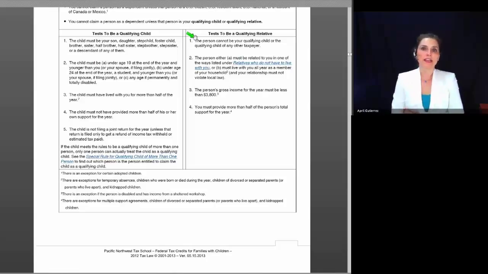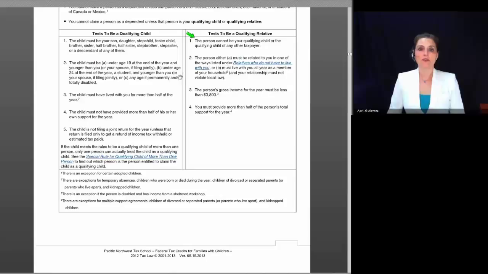Well, in thinking about Jack and Sylvia, do you see any relations going on in that family where we would have a situation where Jack cannot claim a particular child that is his qualifying relative because that child is the qualifying child of Sylvia and vice versa?